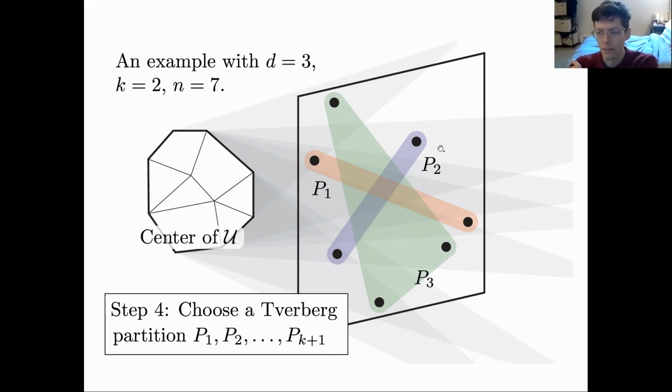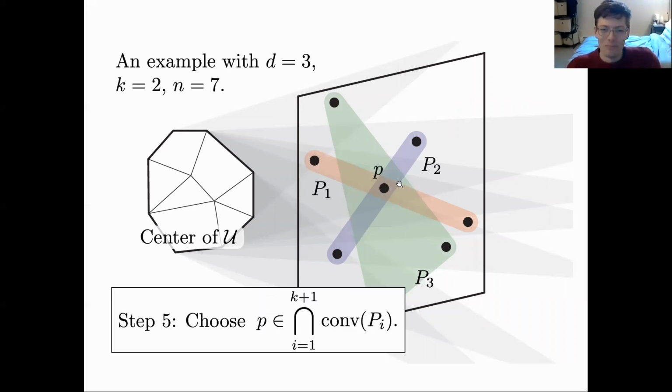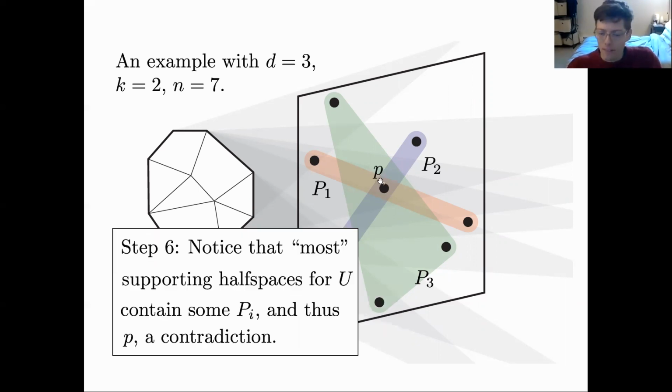So I am brushing some details under the rug that I can pull this hyperplane away a little bit, but you can trust me. So I've chosen a point that's in the convex hull of each of the parts. And the final thing I have to prove, and this does require a little bit of fiddling around, but you can do it, is that most of the supporting half spaces for the center have to contain at least one of these parts in my partition.